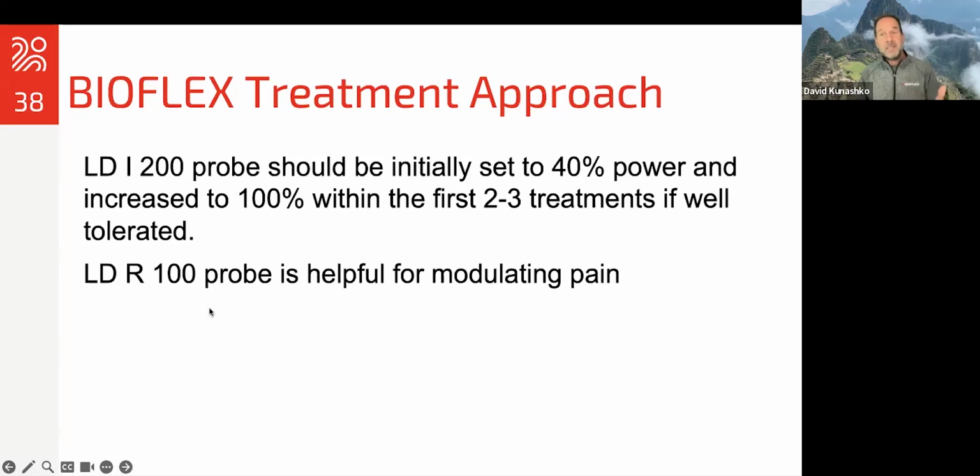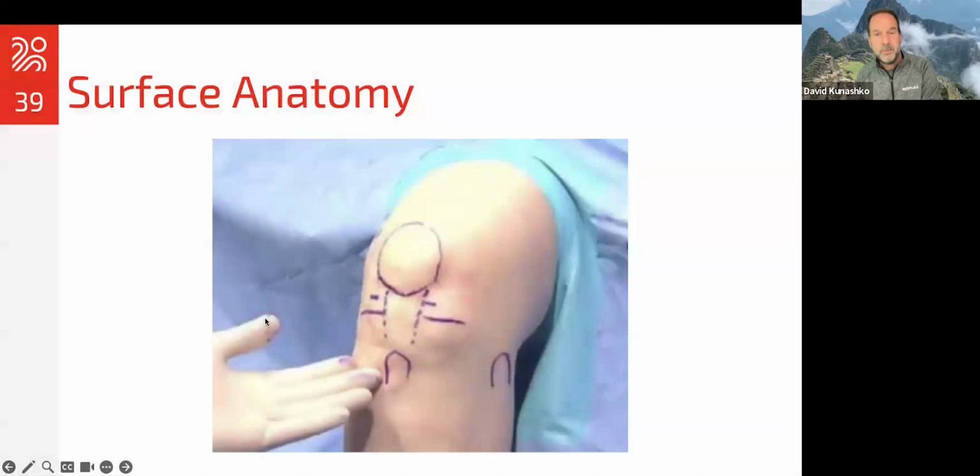You can use the red laser probe. That comes in handy. It's not going to do anything for the meniscus, but it's going to help with pain. So if you have a red laser probe, use it. The reason why you'd want it is that although it's superficial, it does help concentrate light in the superficial nociceptors and helps kind of block pain. It's quite effective at doing that.